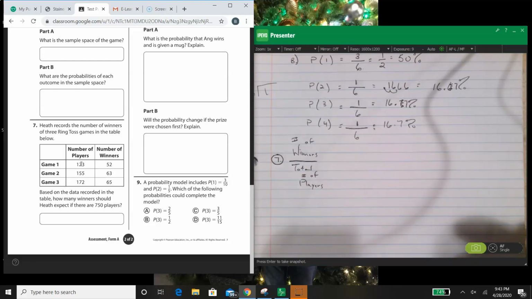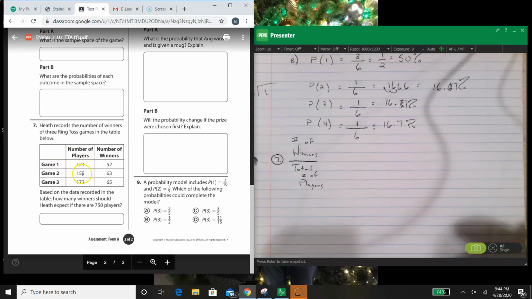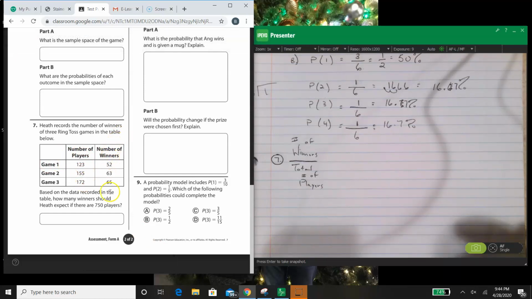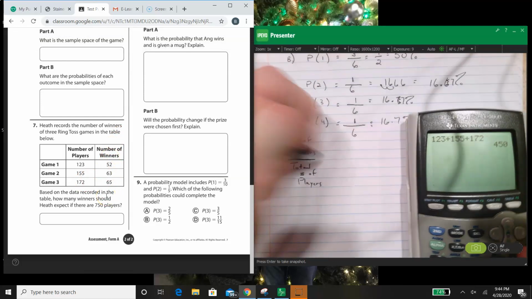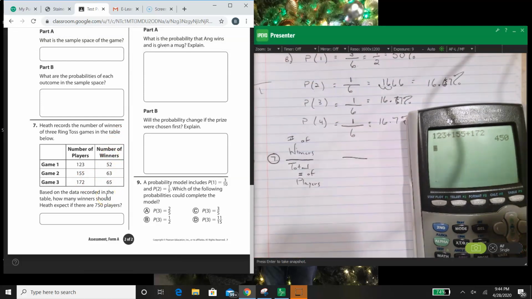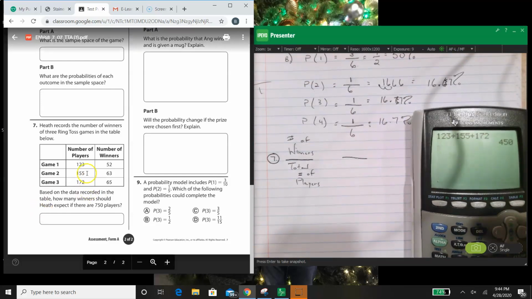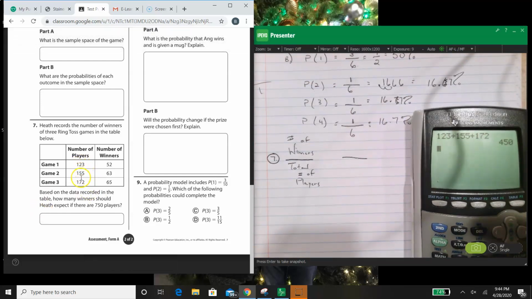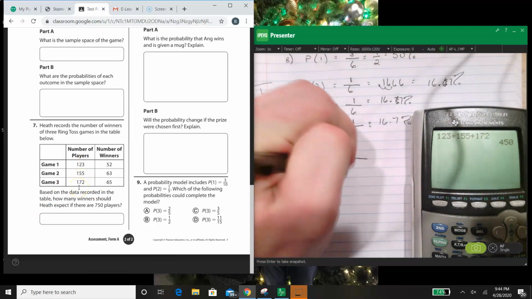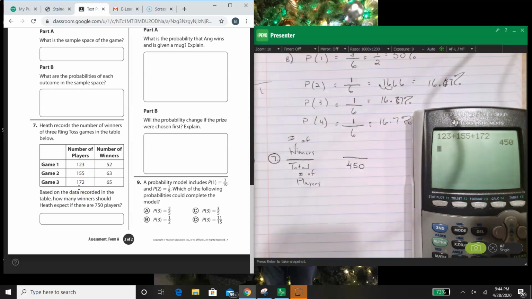So because we're using this entire table and this entire chart that they give us, we need to go through and find the total number of players that there were, and the total number of winners that there were. So I'm going to grab my calculator, and I'm going to write this one out. If you add up all of the people that played this game, 123 plus 155 plus 172, you end up with 450 people that played games 1, 2, and 3.